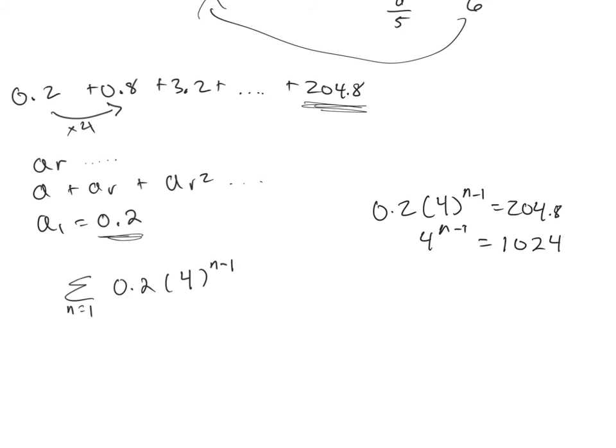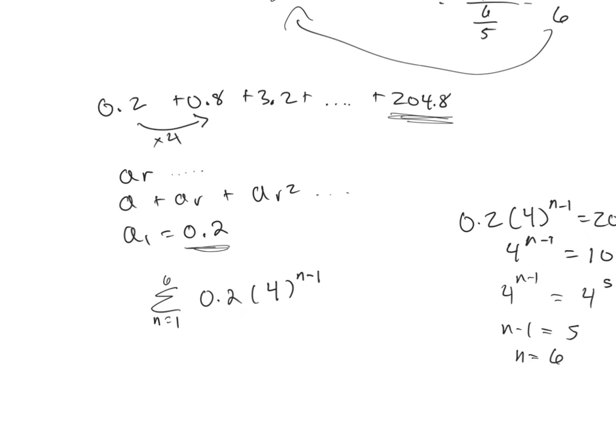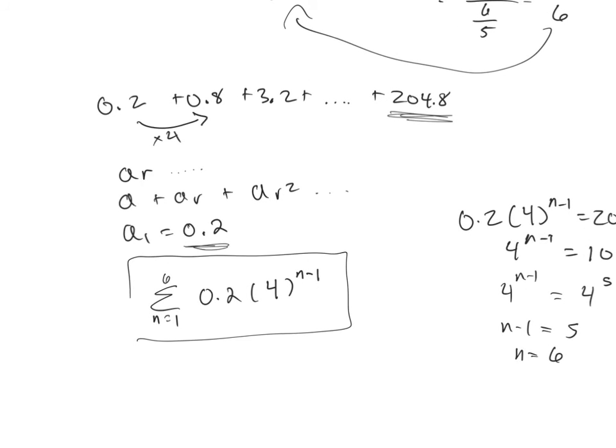So if I take 4 to some powers, let me try it out. 4 to the 4th power is not enough. 4 to the 5th power does it. So 4 to the 5th power gives me 1,024. So n minus 1 must equal 5, and then n must equal 6. So up here, I get a 6, and my answer like so.